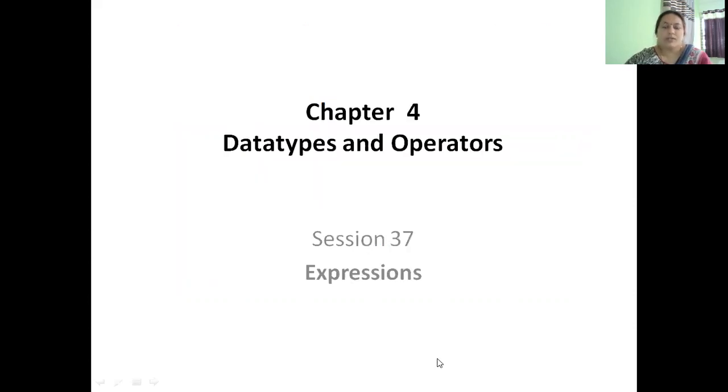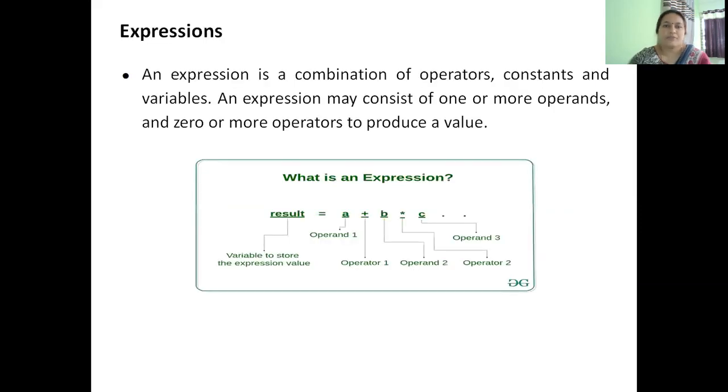In this video, I'll be teaching you expressions in C language. An expression is nothing but a combination of operators, constants, and variables. An expression can consist of one or more operands and zero or more operators, which will finally produce a value. Take for example an expression result equal to a plus b into c.